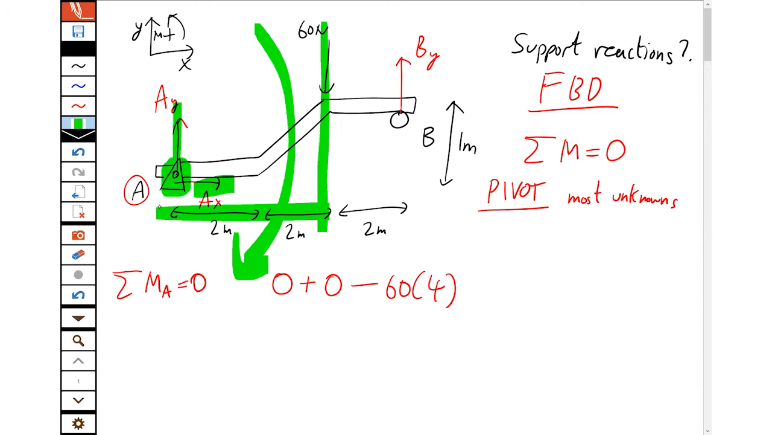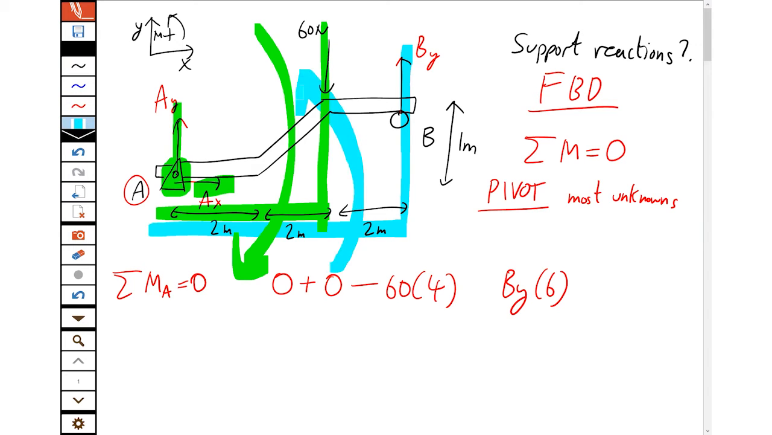And then we have force By, and that's a perpendicular distance of 2 plus 2 plus 2 is 6 meters away. That's pushing up. So that would be counterclockwise around A. So that's a positive moment. And so here we have, straight away, one equation, one unknown: minus 240 plus 6 By is 0. By is equal to plus 40 newtons.